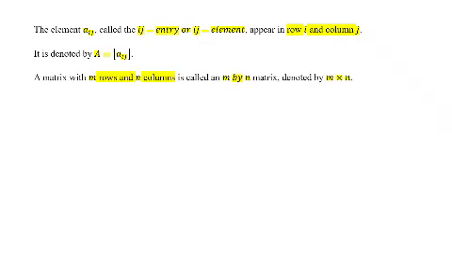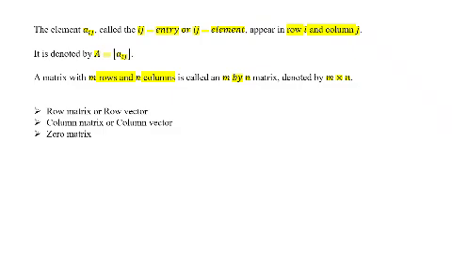Now, a matrix with m number of rows and n number of columns is called an m by n matrix, and it is denoted by the symbol m by n. Now, we have certain types of matrices, like the row matrix, which is also known as the row vector. So what is a row matrix? A matrix with only one row is called a row matrix or a row vector. Then second, we have the column matrix or column vector. A matrix with only one column is called a column matrix or a column vector.